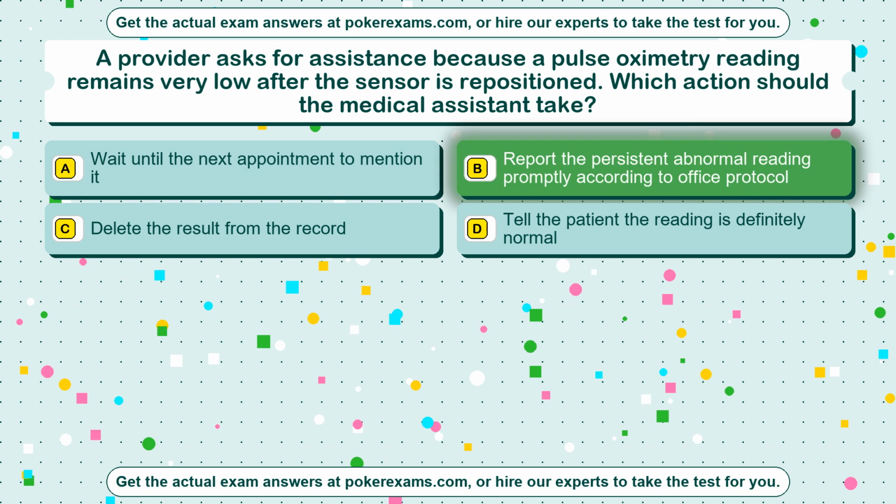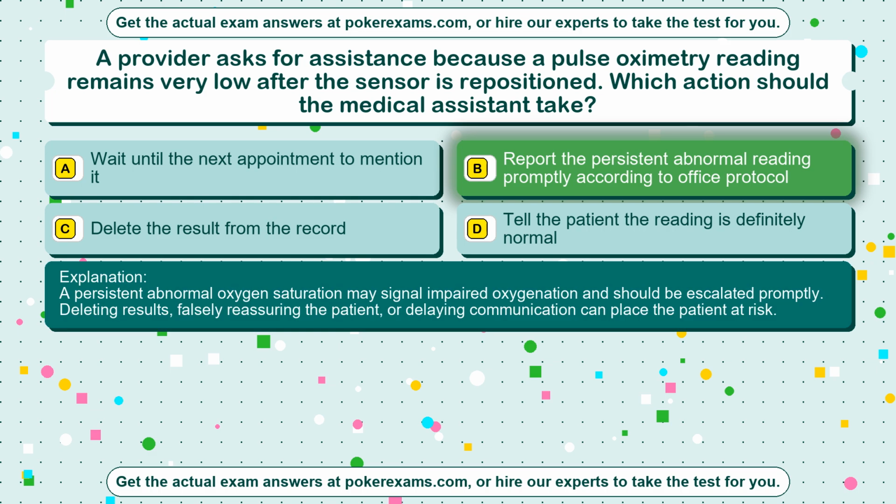Report the persistent abnormal reading promptly according to office protocol. A persistent abnormal oxygen saturation may signal impaired oxygenation and should be escalated promptly. Deleting results, falsely reassuring the patient, or delaying communication can place the patient at risk.